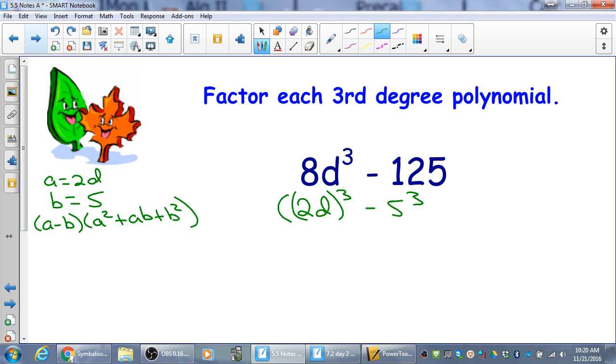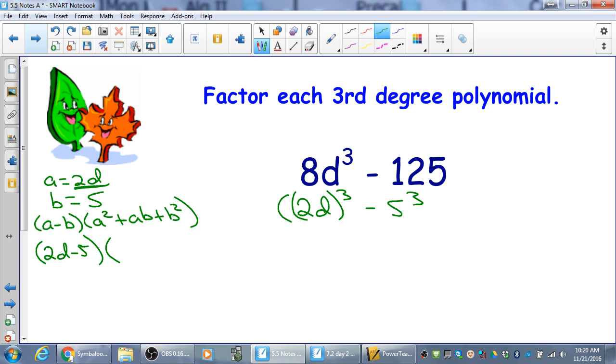Your A is 2 things. We're going to have to deal with that. Well, first we're going to have to square this. We're going to have to square the 2D. Well, that becomes, actually we have to do this first. 2D minus 5. Let's take care of that. There's A minus B.